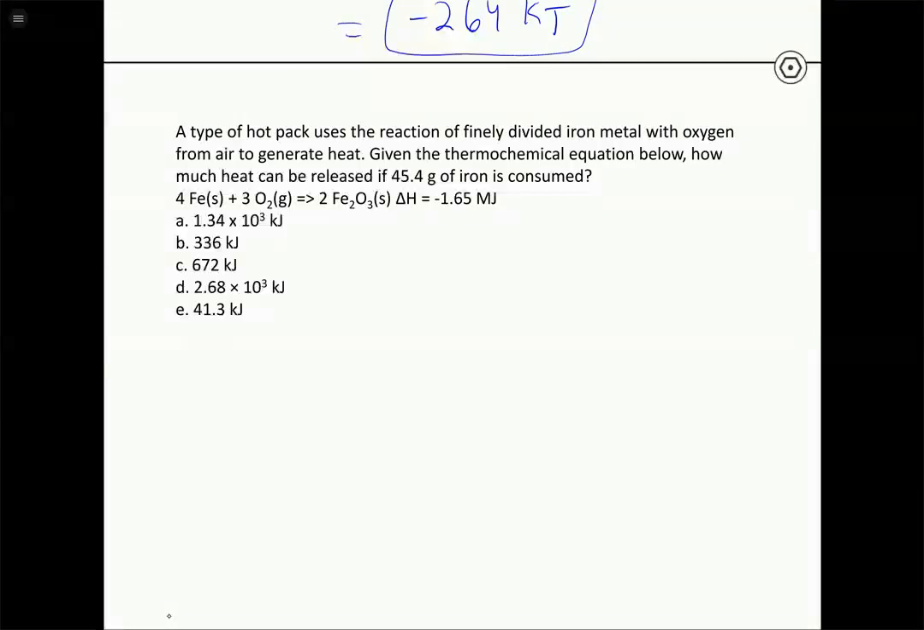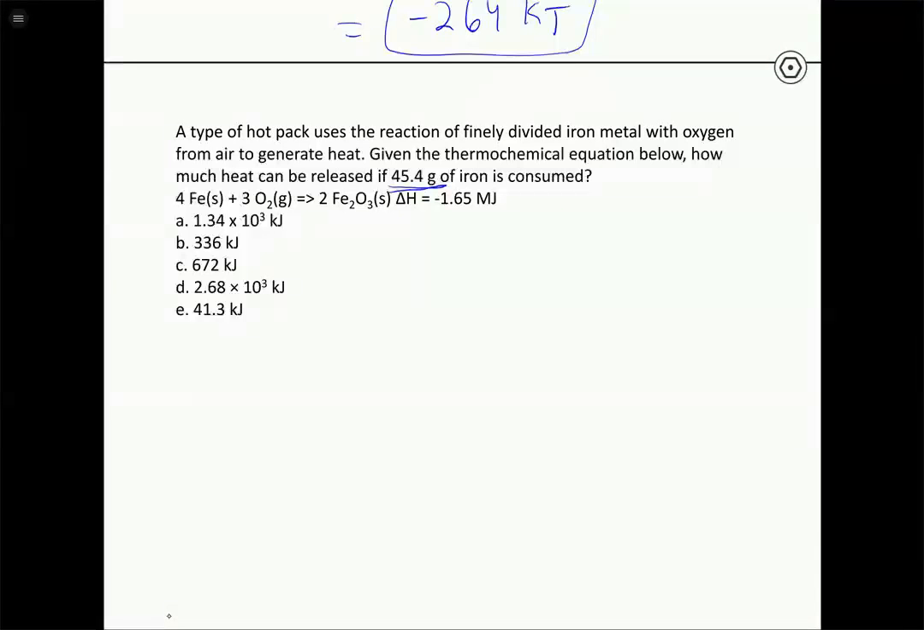So I talked about hot packs in class. This is a classic exothermic reaction, and we have a thermochemical equation given to us: 4 Fe plus 3 O2 goes to 2 Fe2O3 with a delta H of minus 1.65 megajoules, and we want to know how much heat can be released if 45.4 grams of iron is consumed.